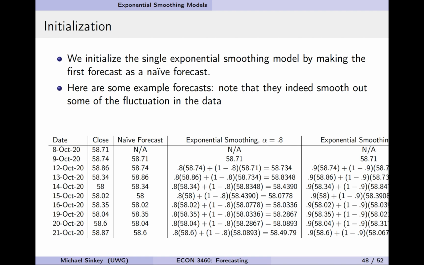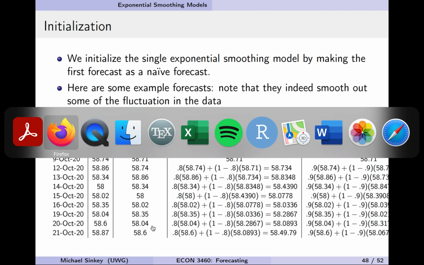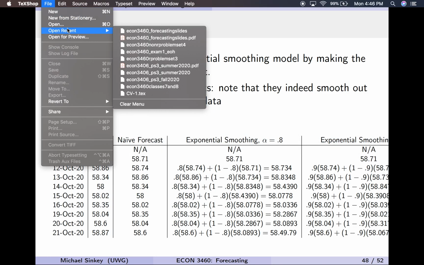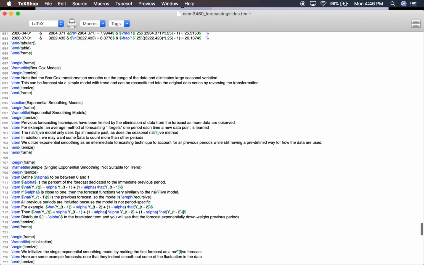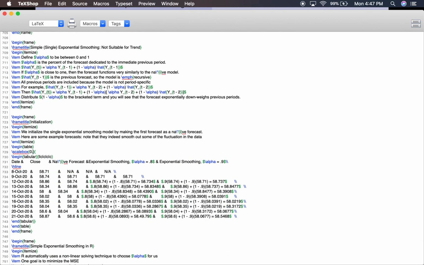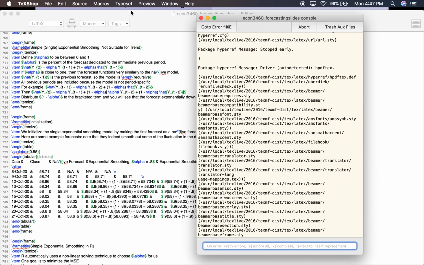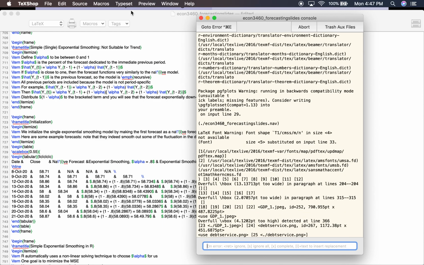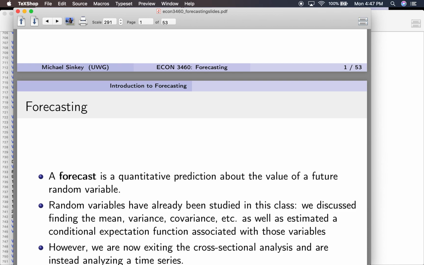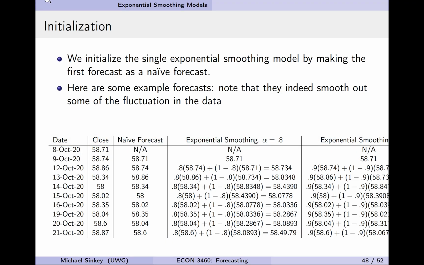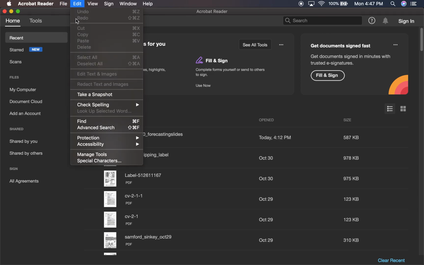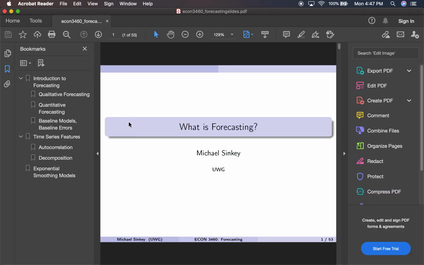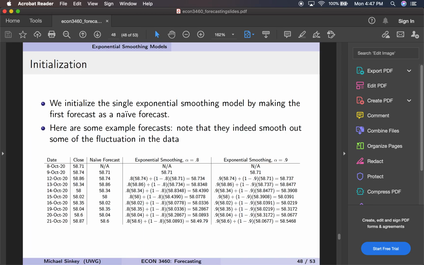Okay, so let's take a look at how it works, and I actually go back to the slides real quick here. Let's open them up because we can't see the alpha equal to 0.9. We'll make it a little bit smaller so we can actually see that. And we'll reopen it in Adobe. All right, there we go.